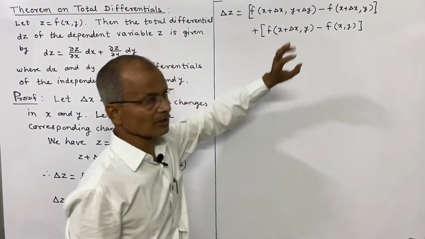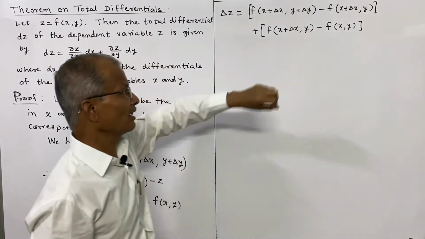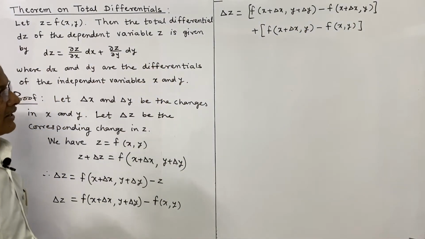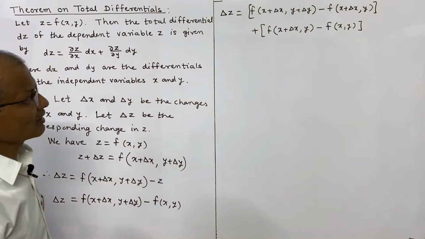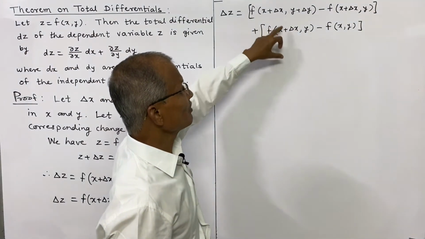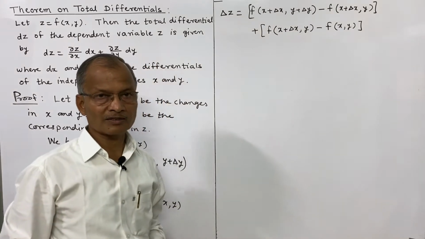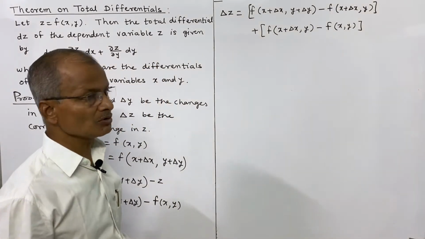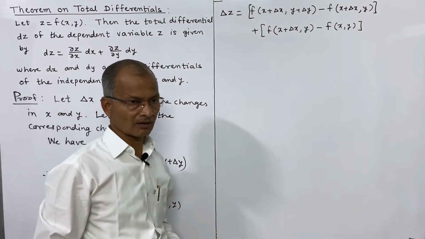These two are the original terms. This is subtracted and added, so the effect cancels. Why have we written like this? Because now for these two brackets we want to use Lagrange mean value theorem, and how to use the theorem, that is also to be noted.